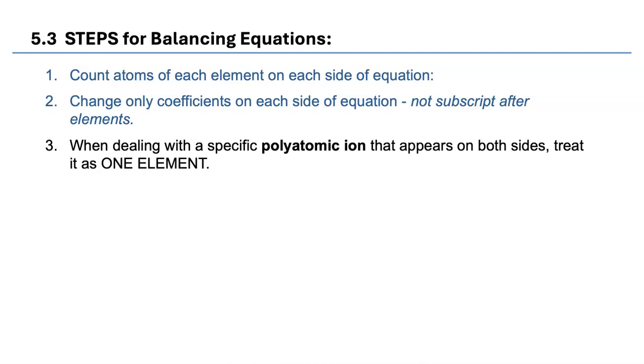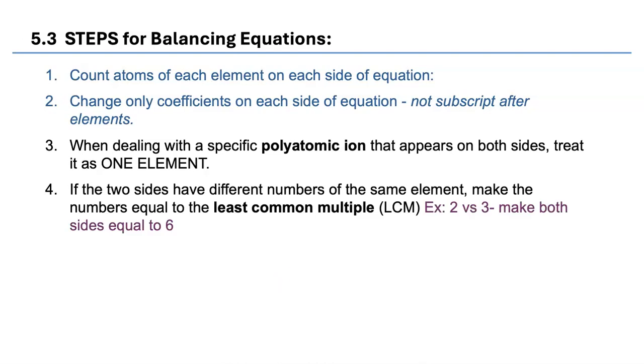When dealing with a specific polyatomic ion that occurs on both sides, treat it as one element. If the two sides have different numbers of the same element, make the numbers equal to the least common multiple, or LCM. You studied LCM probably in grade 6, I think, for math.